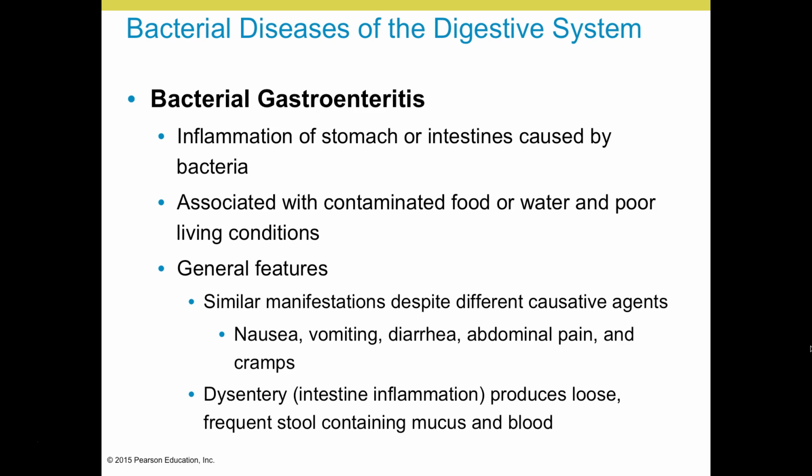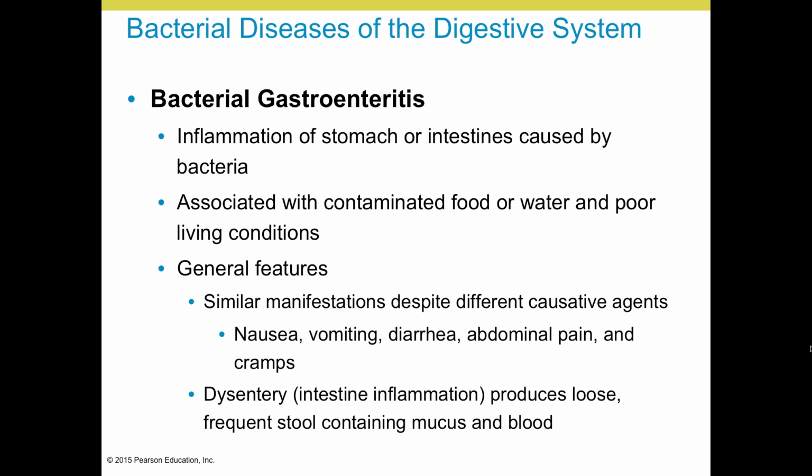Gastroenteritis. Like the word says, itis, remember, means inflammation. So we would look into the stomach or the intestine inflammations. How do you get this? Contaminated food or water, and also, unfortunately, poor living conditions.